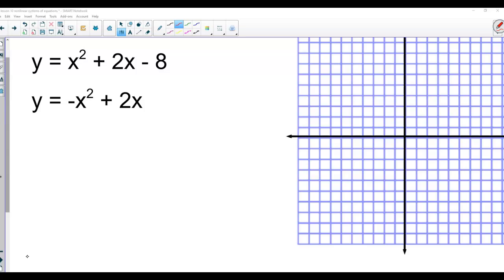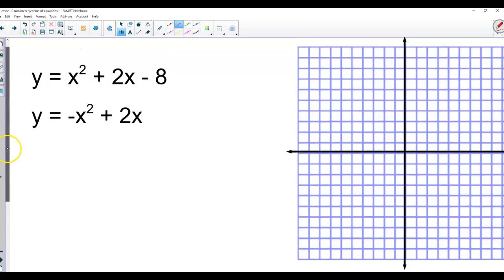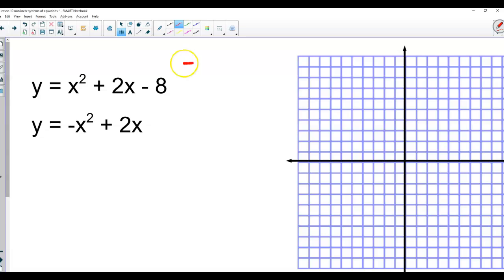Next one here. Negative b over 2a. That's 2 over 2 times 1. So it's a negative 1 for the x coordinate of my vertex.